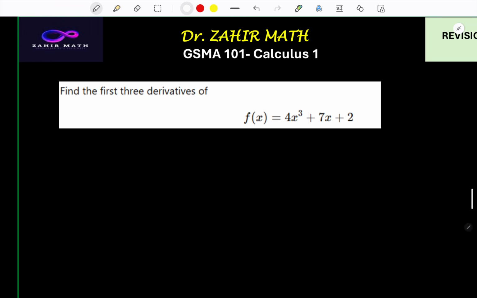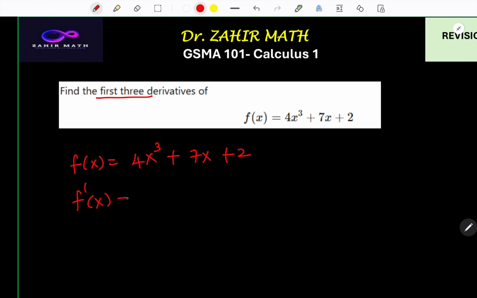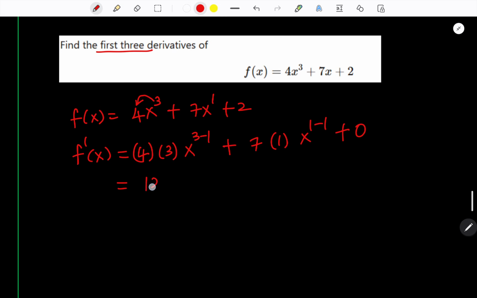Next question, find the first 3 derivatives they are asking. How many derivatives? 3. So f of x is equal to 4x cube plus 7x plus 2. So first derivative f dash of x. Bring this one here: 4, 3, x power 3 minus 1, plus 7, here is 1, 1 x power 1 minus 1. I told you the derivative of a number is 0. So this equals 12 x power 3 minus 1 is 2, 7 x power 0 plus 0. So this equals 12 x square plus 7. This is your first derivative.